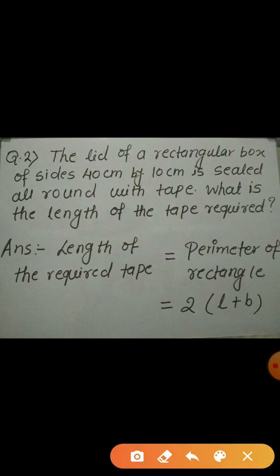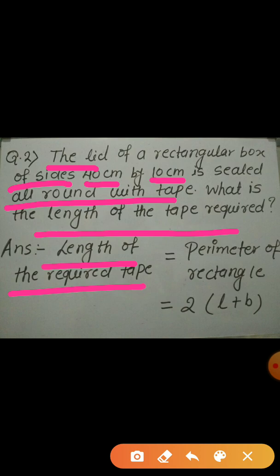As per the question, there is one rectangular box and the lid of the rectangular box of sides 40 cm by 10 cm is sealed all around with the tape. What is given to you? The length and breadth of the lid of the rectangular box. Length is 40 cm and breadth is 10 cm. And this lid is sealed all around with the tape. And what are we asked to find out? The length of the tape. So the length of the tape required is the same as the perimeter of a rectangle.